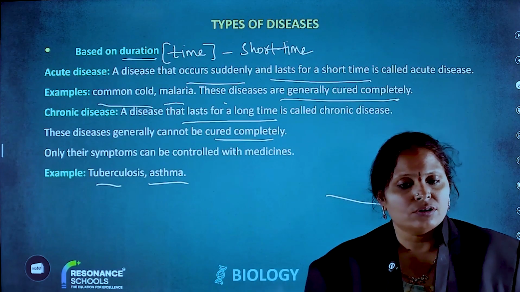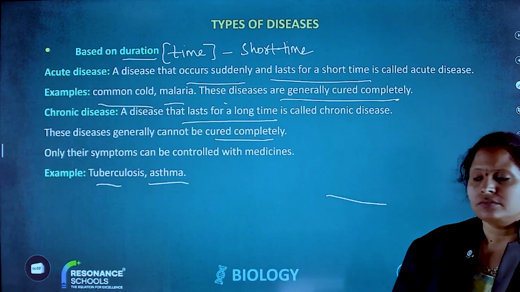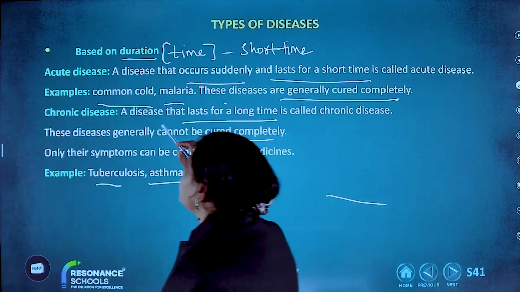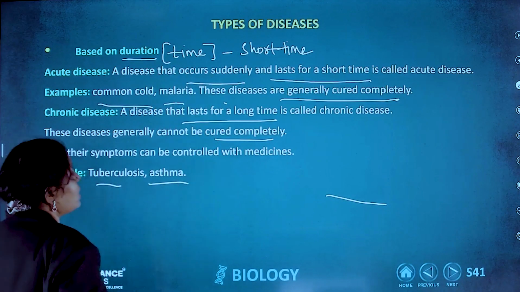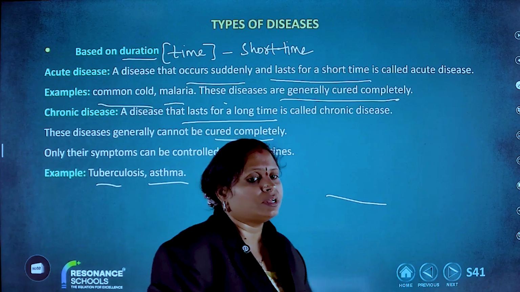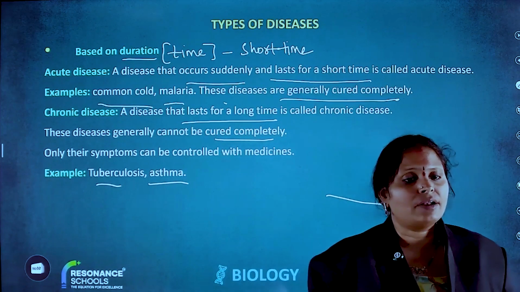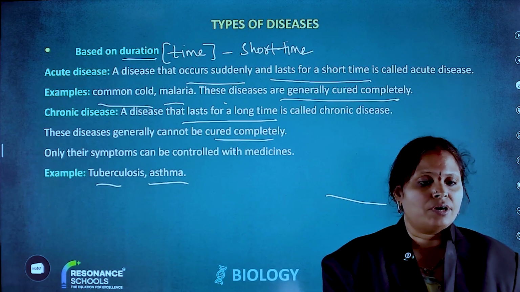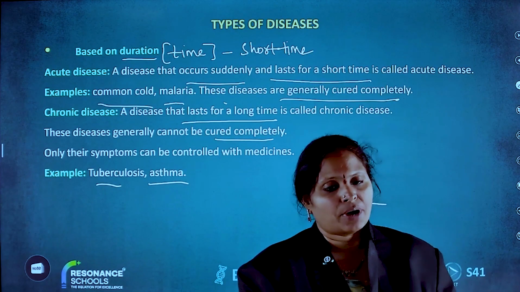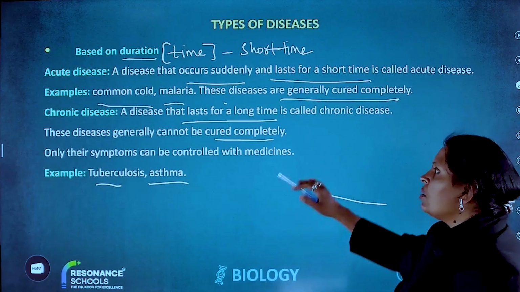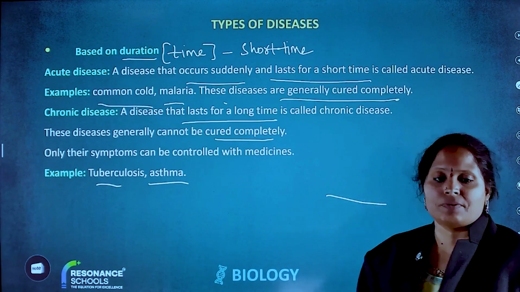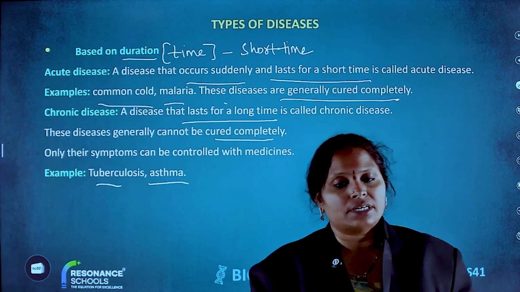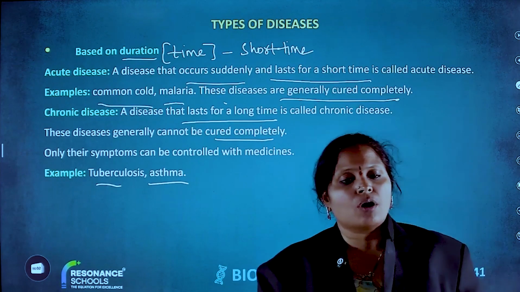Okay. So now let us see. Two types of diseases based on the duration, short time and long time. Short time diseases, they occur suddenly and will be completely cured. Those are called acute diseases. Examples are common cold and malaria. Whereas chronic diseases, they are diseases that last for a long time. The diseases that last for a long time, they are called chronic diseases.